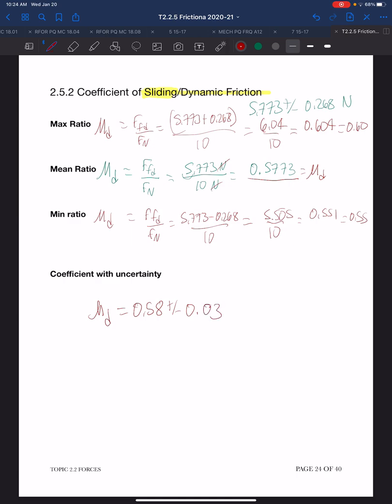Which would give us an upper limit of 0.61 and a lower limit of 0.55. And notice 0.60 was 0.02 above and 0.55 was 0.03 below. Again, we want to be conservative with our uncertainty, so we go with a larger number. So we have a coefficient of dynamic friction of 0.58 plus or minus 0.03.